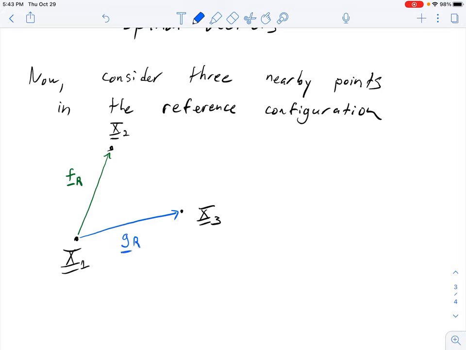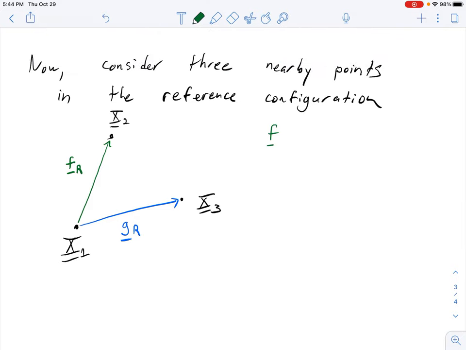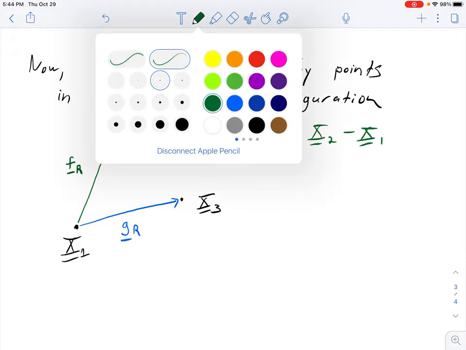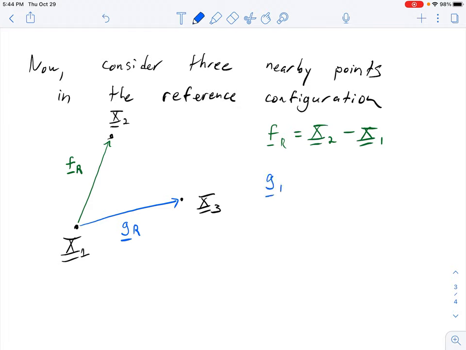Right, so given this way of looking at it, I think we can all agree that if these are points and F and G remain the displacement from one to the other, at least to the extent that these points are close together, then we can think of these as tangent vectors. All right, so we'll write out FR is equal to x2 minus x1, GR is equal to x3 minus x1.